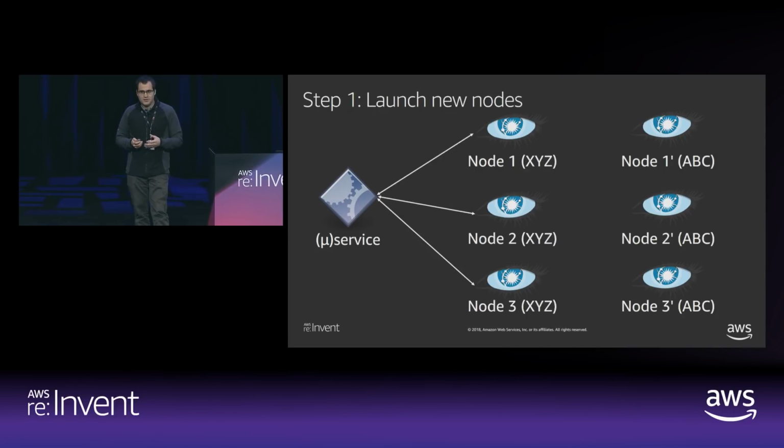And the first thing we do is we use the capabilities of the cloud to just launch a whole mirror set of nodes. So in this case, we have 3 nodes in the old cluster, node 1, node 2, and node 3. We launched 3 buddy nodes, node 1 prime, 2 prime, and 3 prime, and they're crucially running the new AMI. And now we just go through a kind of choreographed dance.